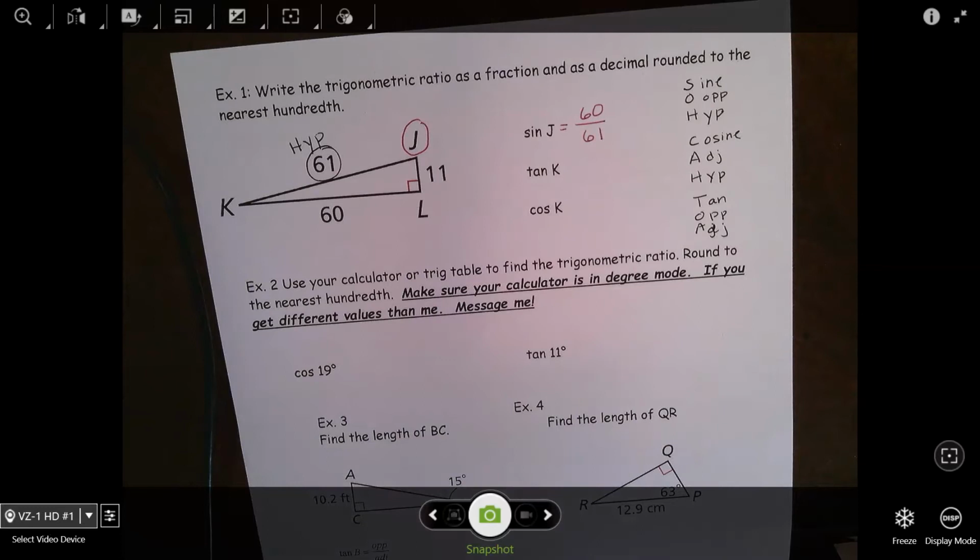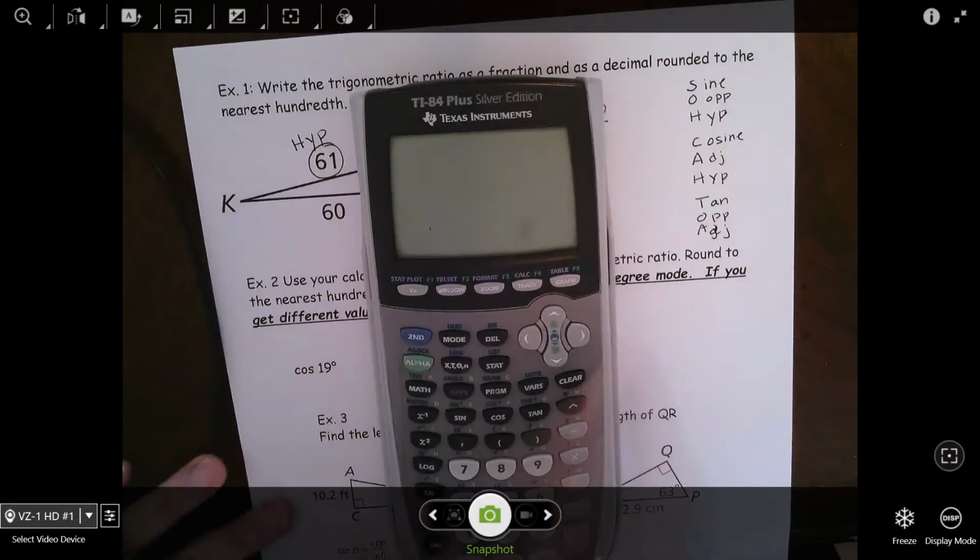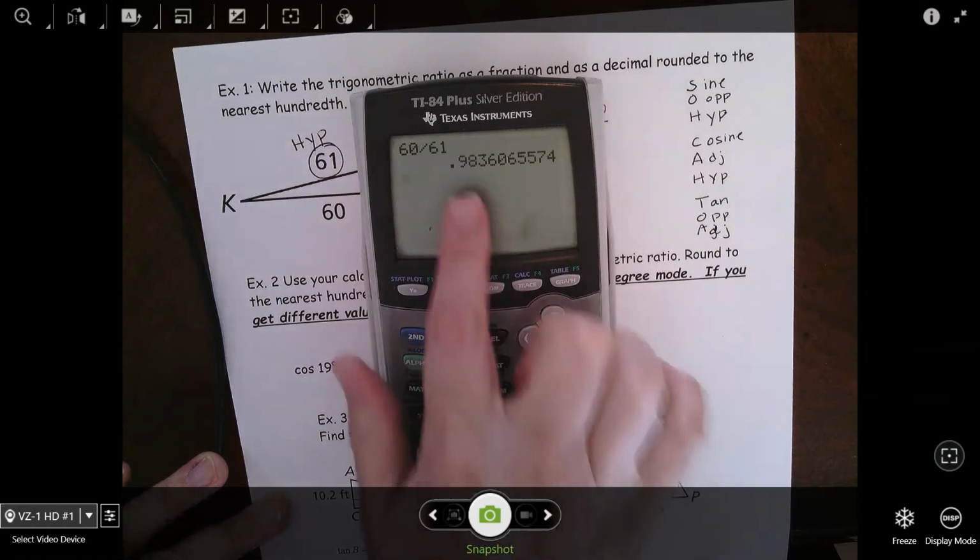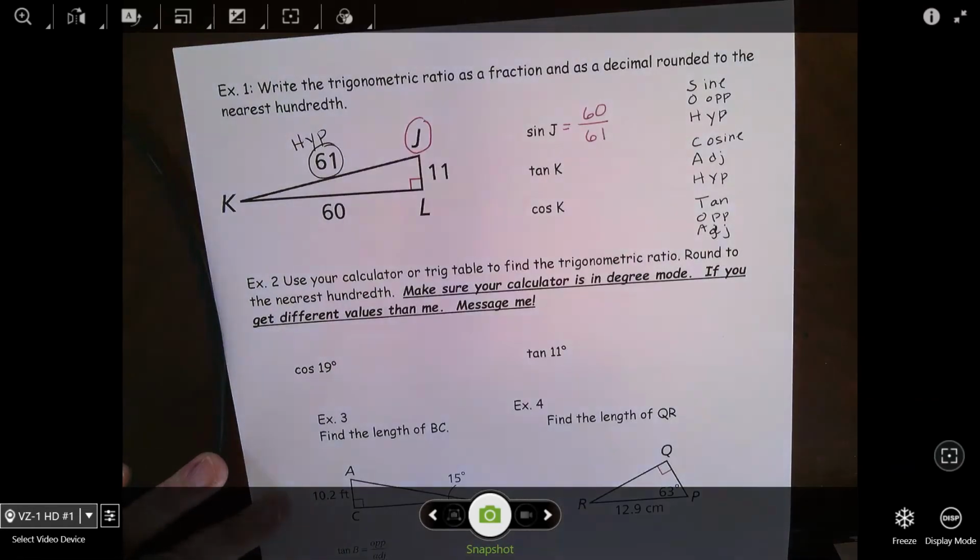Okay, they also asked me to put that in decimal form to the nearest hundredth, so you would just take your calculator for this, turn it on, let's see how well you can see that. Okay, that's actually not bad. So 60 divided by 61 to the nearest hundredth, that's going to be 0.98.